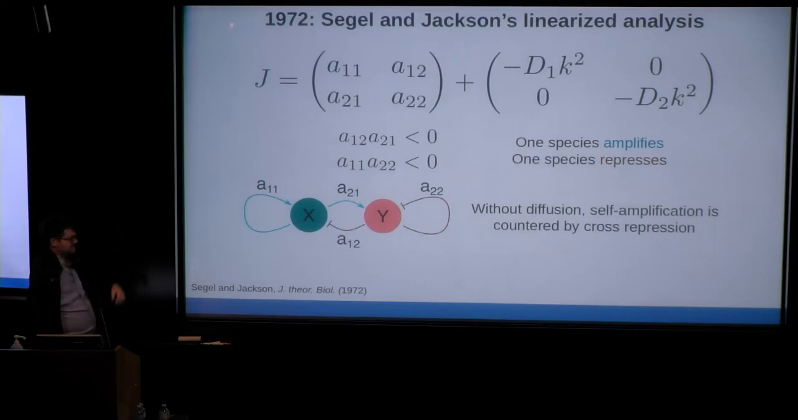So if we look at the Jacobian for the linear system, or the linearized system in this case, a key feature is that the signs of the cross-diagonal terms have to be different. This is a necessary condition, and effectively this means that one species is going to be amplifying itself, and the other species is going to be repressing both itself and the other. And the idea is that, absent any diffusion, this is supposed to be chemically stable. The repressor will just repress itself, but it will repress the activator so quickly that the entire system damps out all fluctuation.